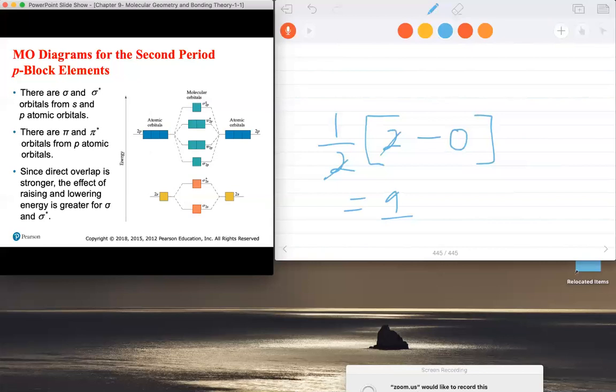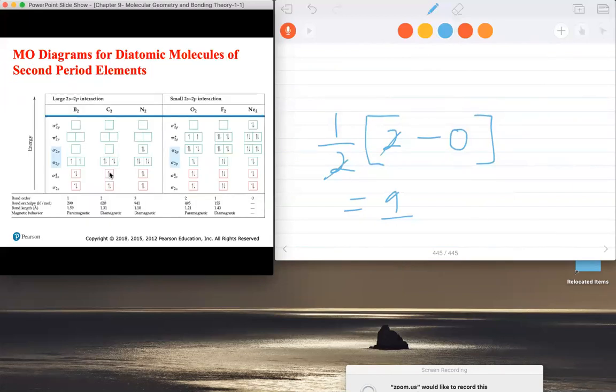This is what I was saying earlier. You should be able to draw the molecular orbital diagram. This is called a molecular orbital diagram. If you can reproduce this and label them as sigma and sigma star, pi and pi star, then you're good for the rest of chapter 9. For the remainder of chapter 9, we'll talk about paramagnetic and diamagnetic, which we will look at later on.